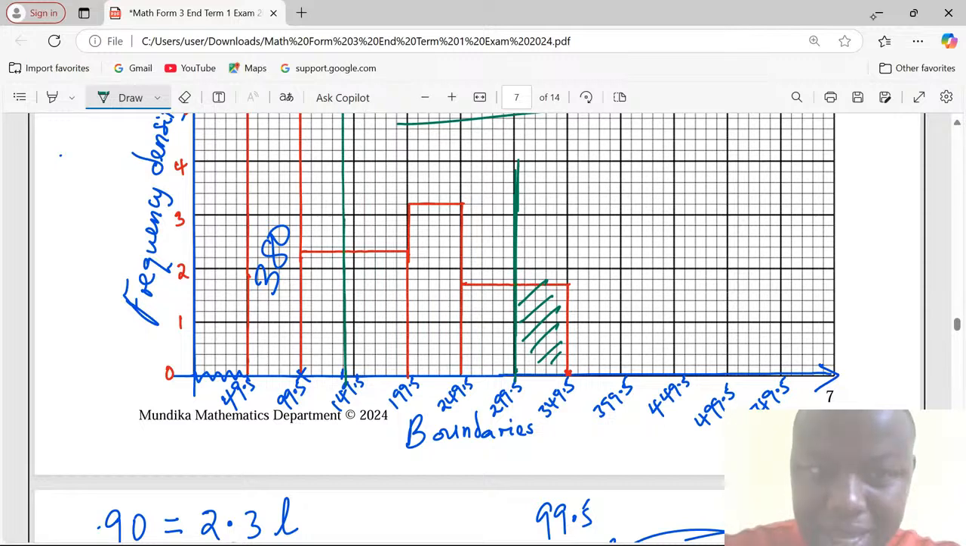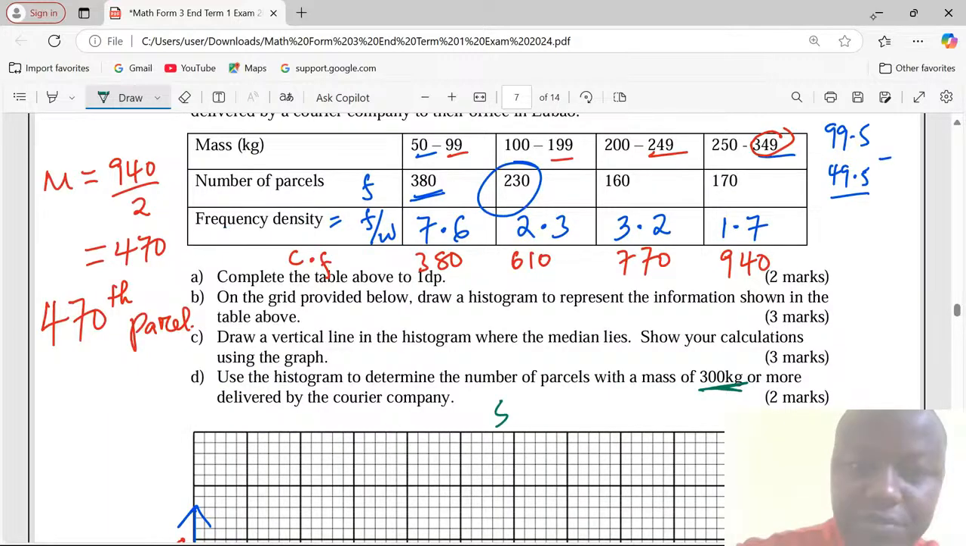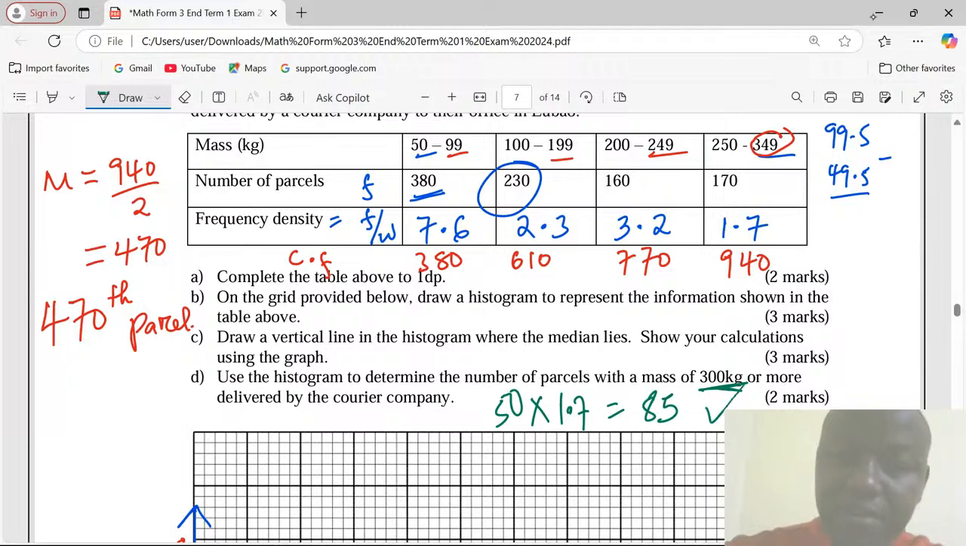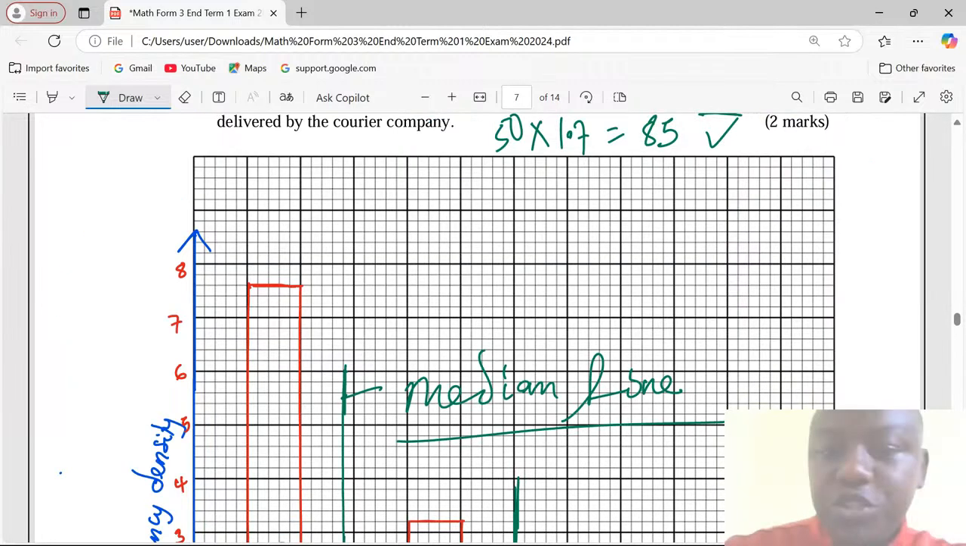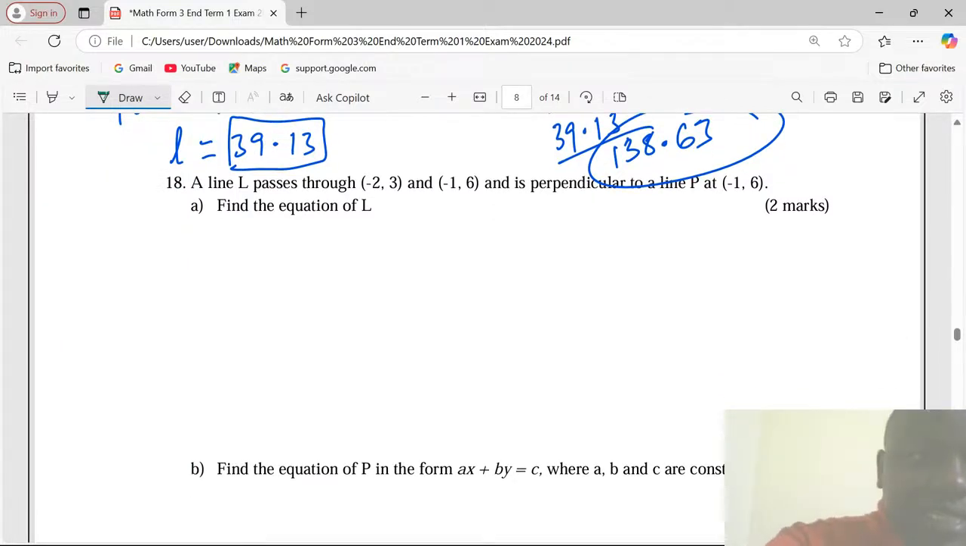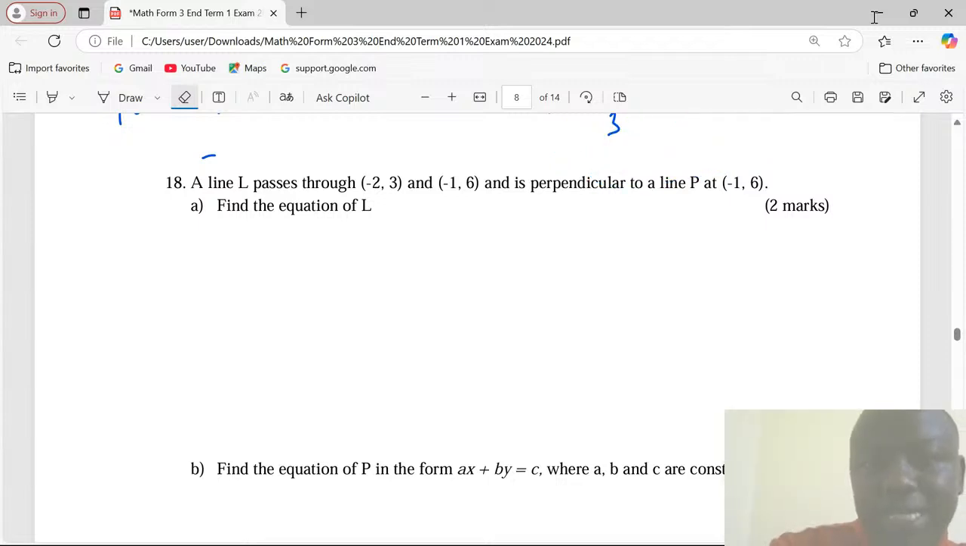50 multiplied by the height of 1.7. So 50 multiplied by 1.7 is going to be 85. So we have 85 people. So that is the statistics question that I thought it's good we work out together.